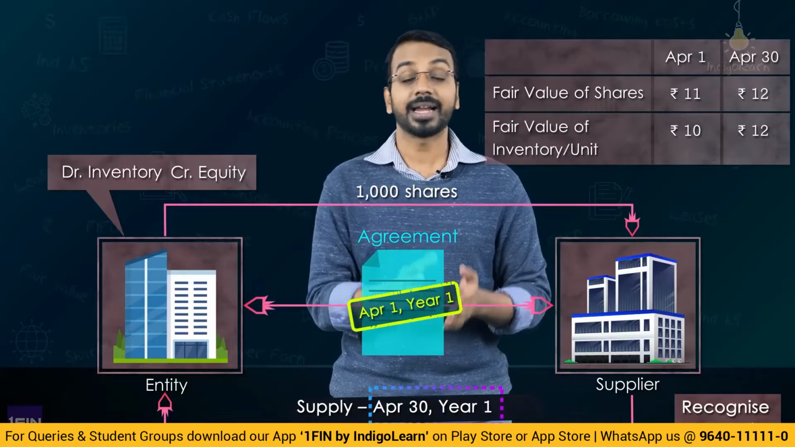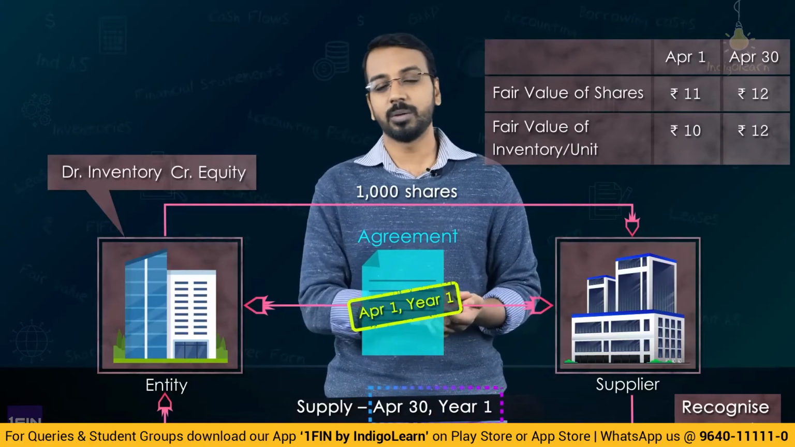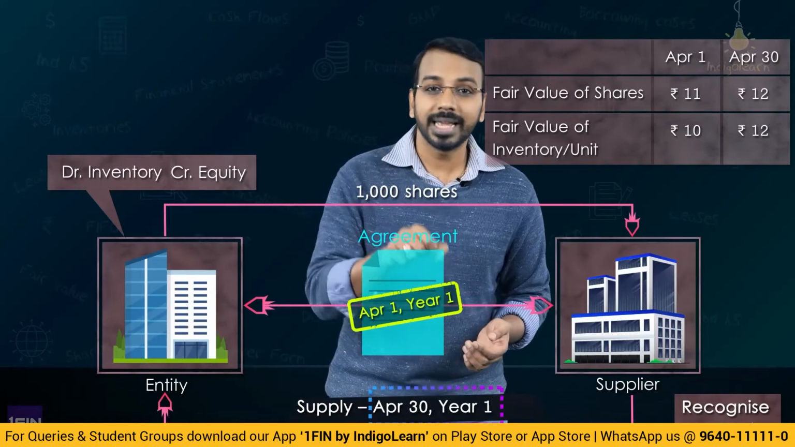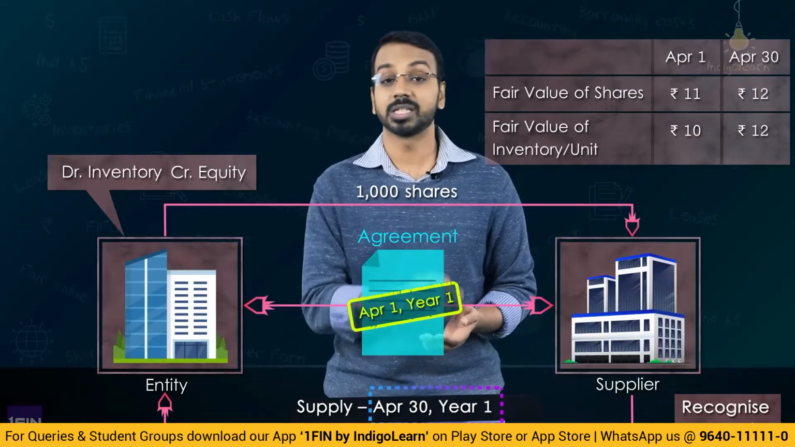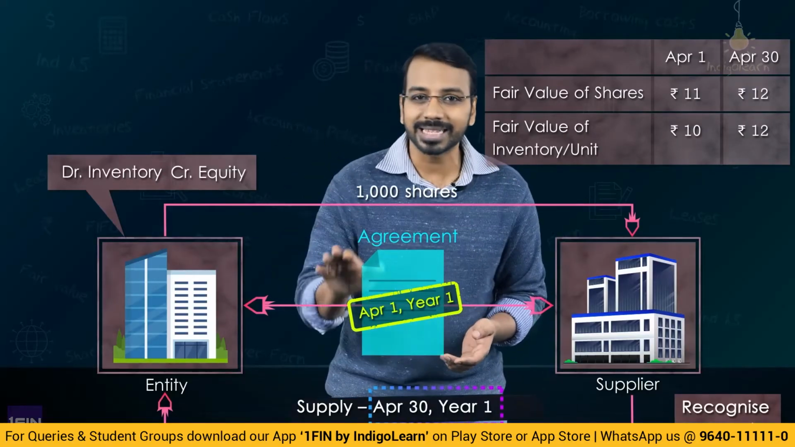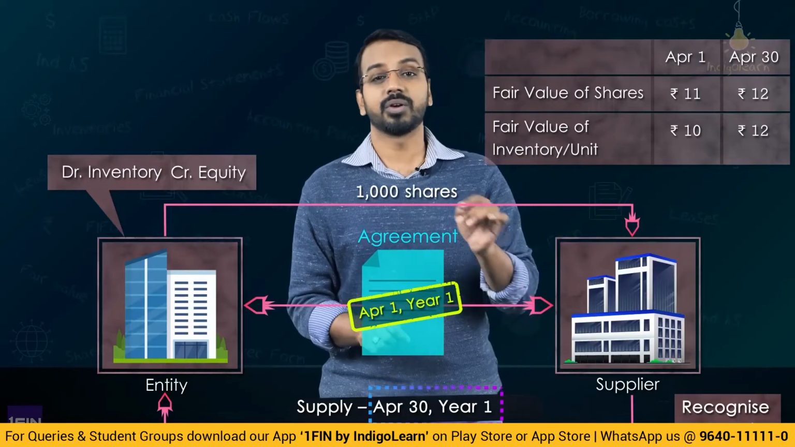Now we have understood that whenever there is a transaction with a non-employee, the first preference will be the fair value of goods and services received on the date on which we receive the goods and services. Grant date is not relevant. Grant date is relevant only when there is a transaction with an employee. For non-employees, we will consider the date on which we have received the goods.